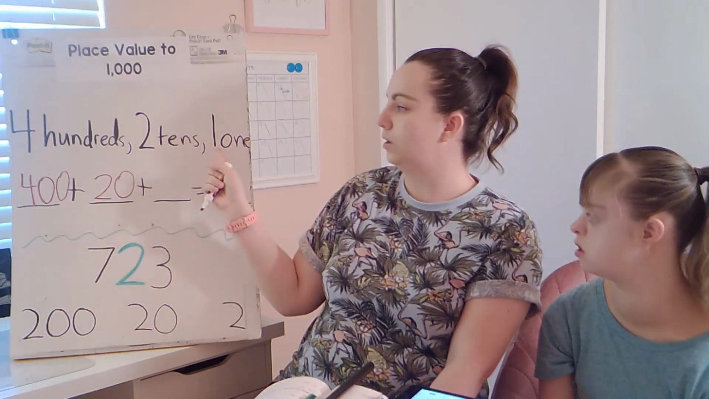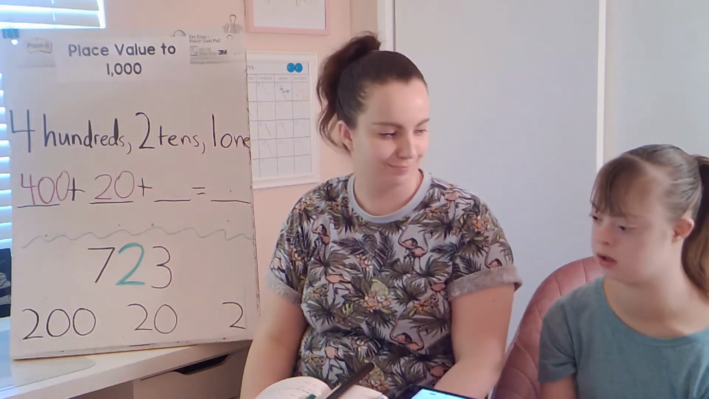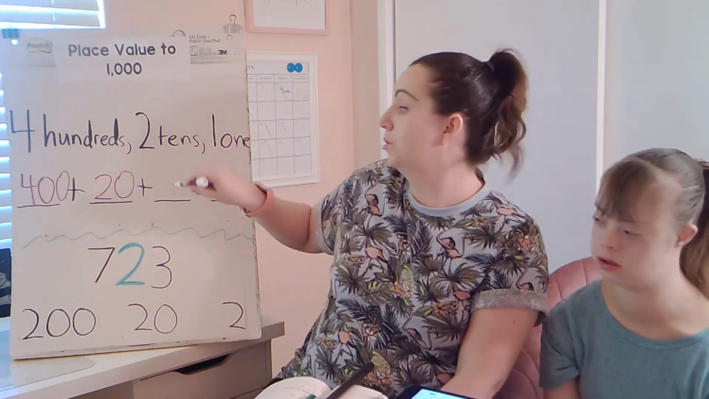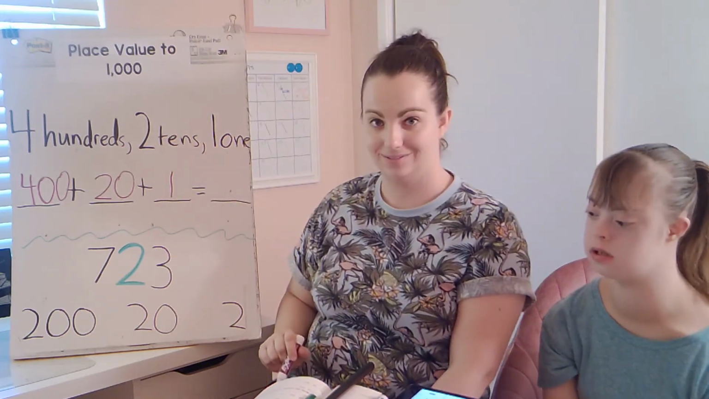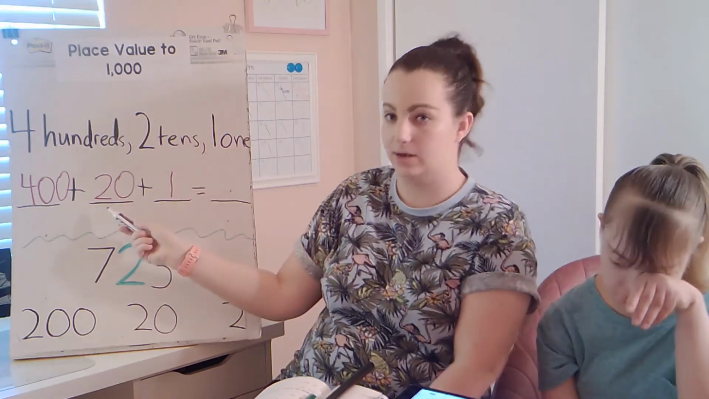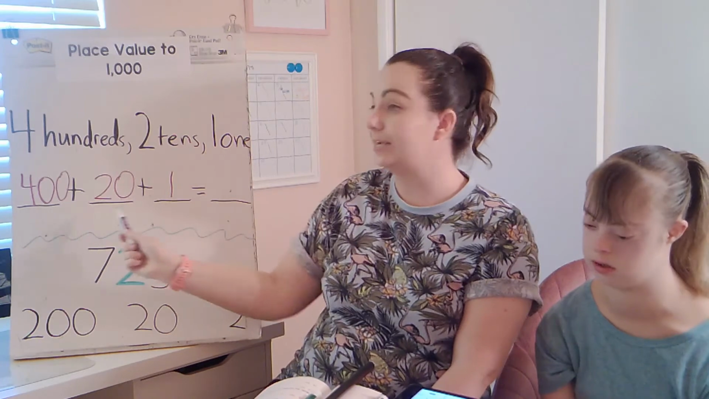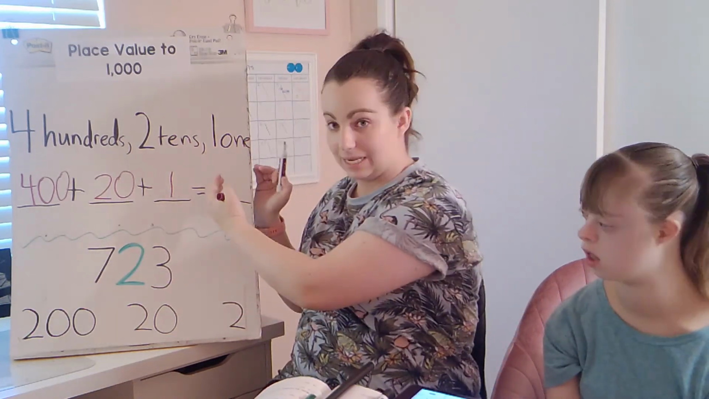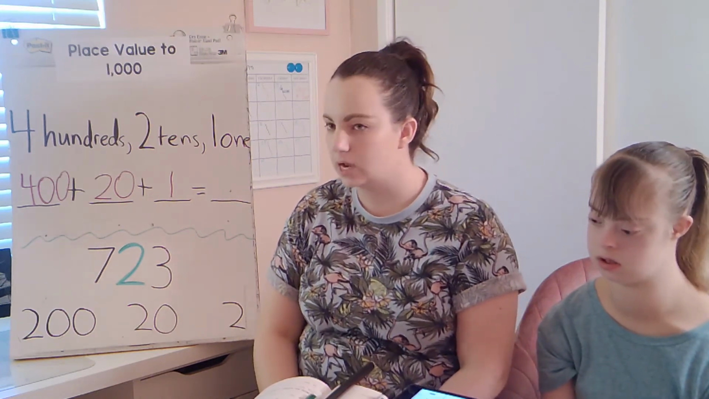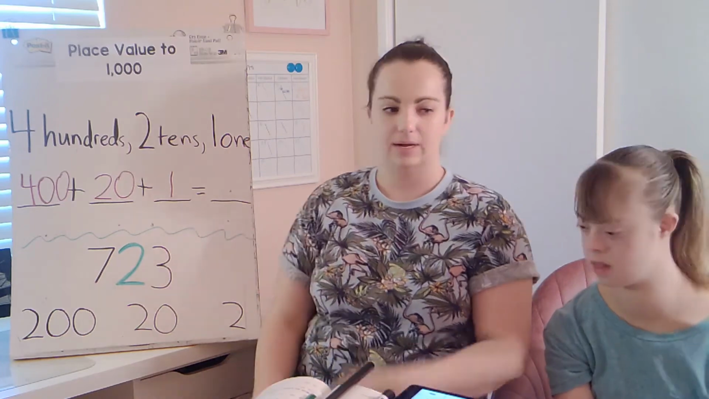And then finally, 1 one. How do I show I have 1? 1. Yes, I would write 1 right there, okay? 4 hundreds, 400, 2 tens, 20, 1 one, 1. Now I have my expanded form. We put it together to write the final number. I'm going to give you some think time to think about what that final number might look like, okay? Kaylee and I will be quiet.